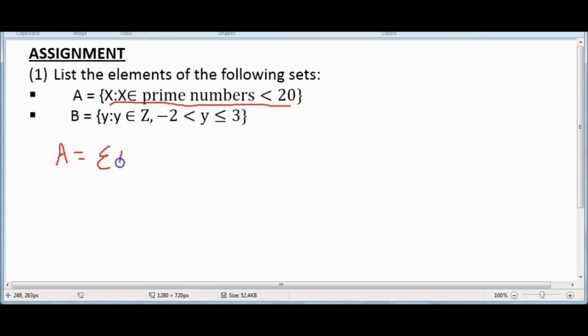1, 3, 5, 7, 11, 13, 17, and 19. These are the prime numbers less than 20. They are the elements of set A.